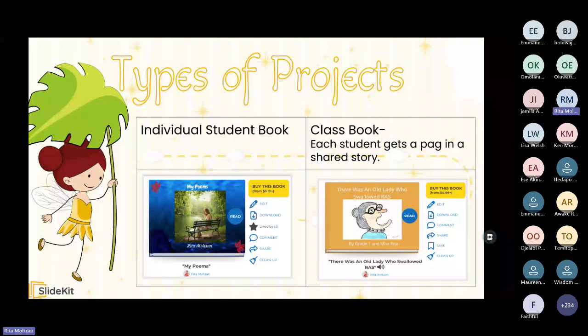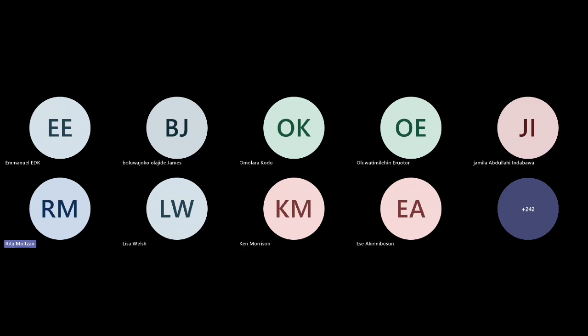There are 2 types of projects that I've used in my classroom. I'm sure there are other options too. I've done individual student books, as you see on the left here. And on the right, I've also done a class book where every student would get a page in a shared story. I would like to show you those examples. In order to do that, I have to stop sharing this tab and then share a new tab. So let me do that for a moment.